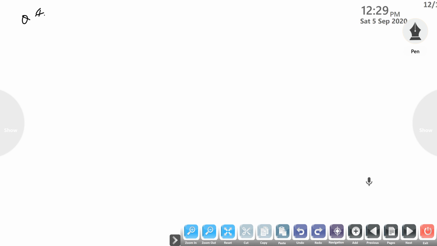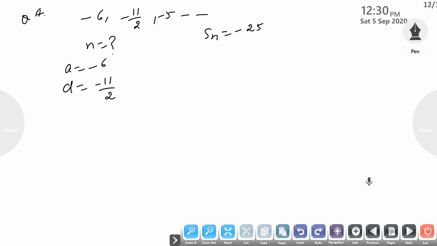Question number 4 we have is, how many terms of the AP minus 6, minus 11 by 2, minus 5 and so on are needed to give sum minus 25. We have to find how many terms, means we have to find the value of n. How many terms n we take, so that we get sum Sn is minus 25. So in this sequence we get A is minus 6 and D is minus 11 by 2 plus 6, that is 1 by 2.